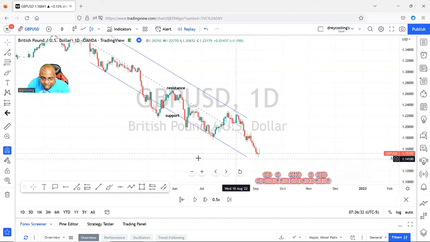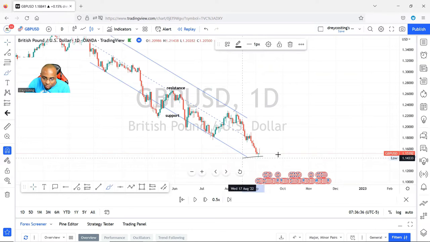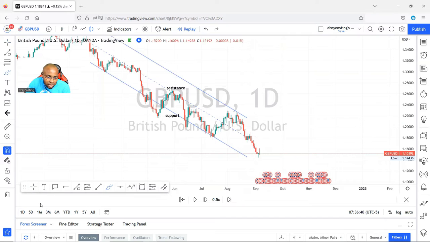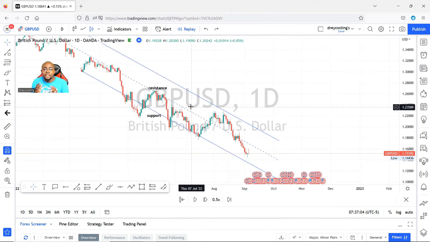So you adjust your channel, right? You're looking for support here, then probably to go back up here for resistance again, doing the same thing all over again, right? So that's an example of the downward trend. Now let's move to the upward trend, right?